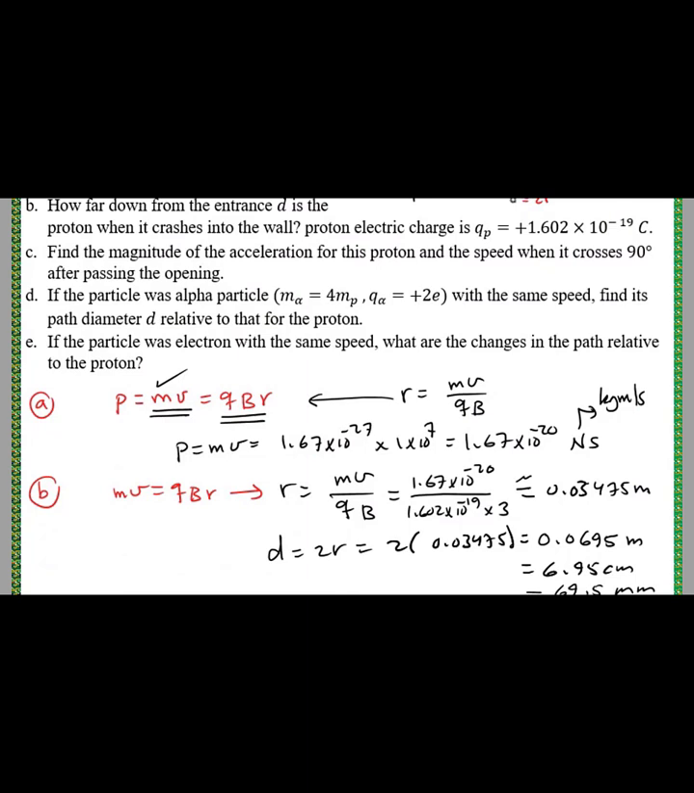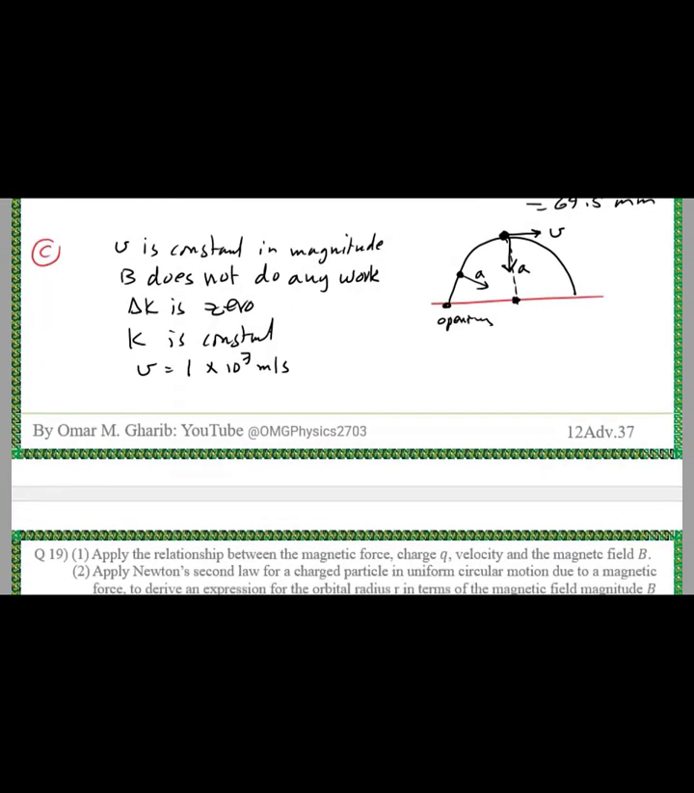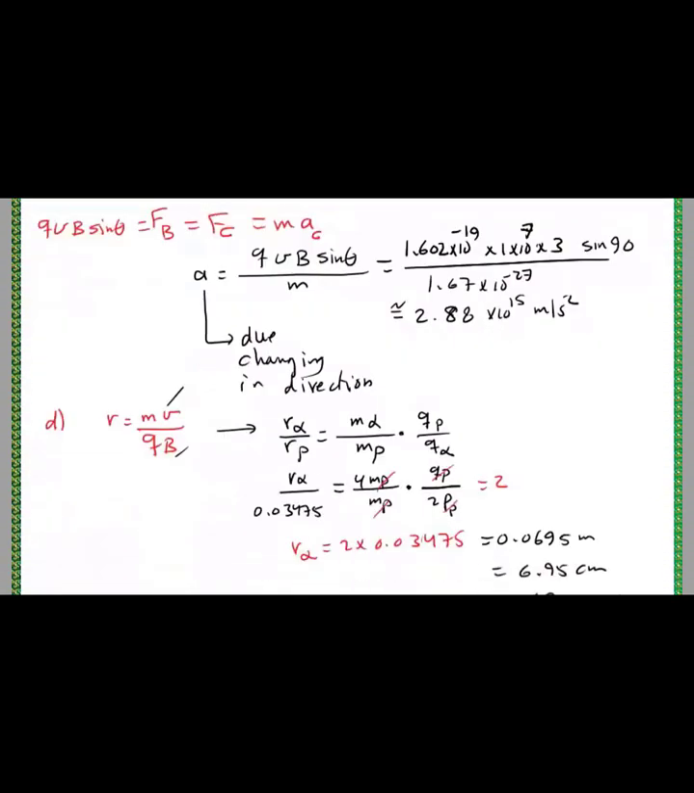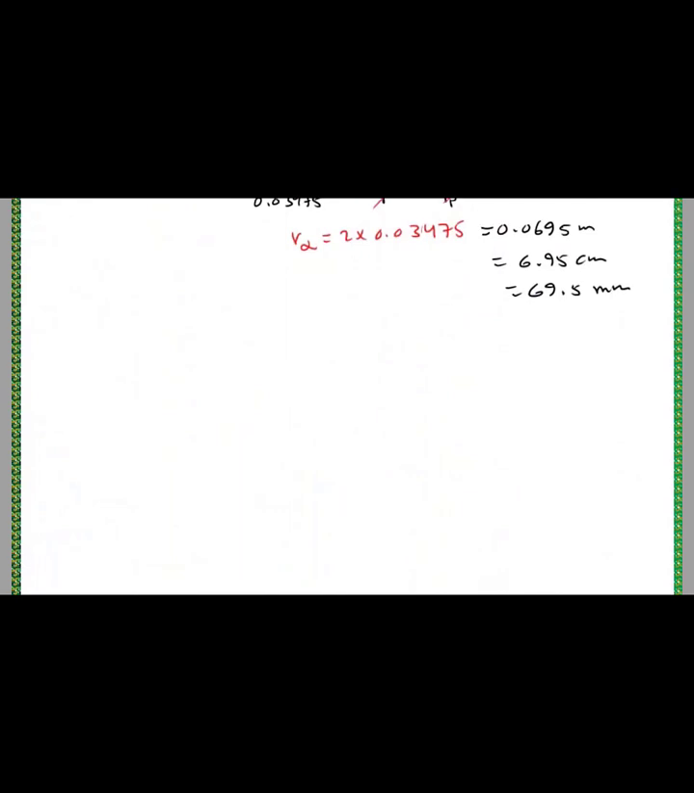If the particle was an electron with the same speed, what are the changes in the path relative to the proton? The path will be to the other side. The proton goes in this direction. This is the trajectory for the proton. The electron will go in the opposite direction. This is the electron.